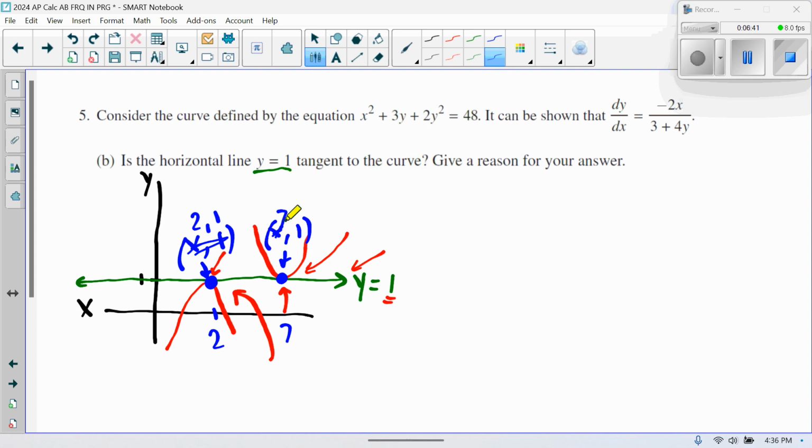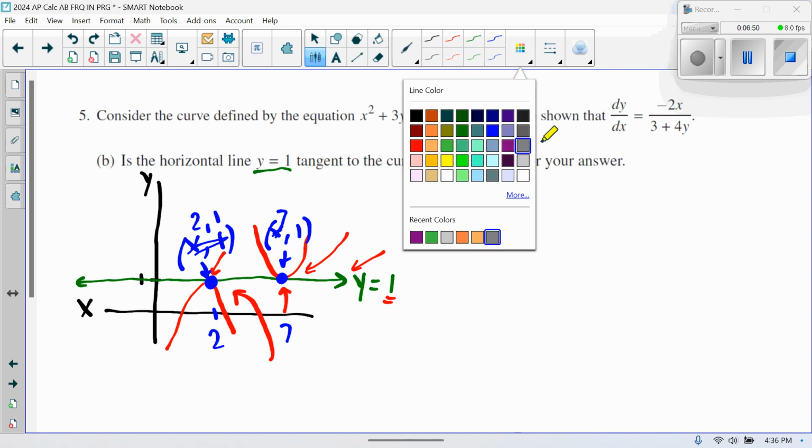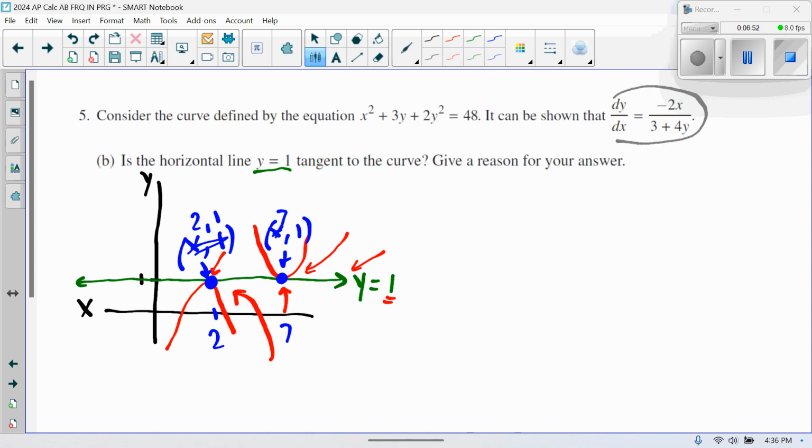If I do, then I have a tangent line that can be y equals 1. So, first off, let's see if we have a critical point. That means my first derivative has to equal 0. Negative 2x over 3 plus 4y. Where does that equal 0?